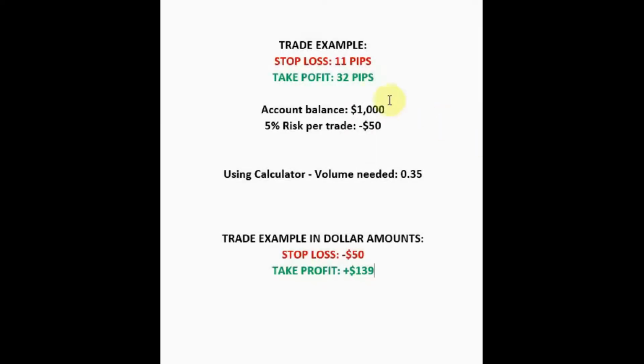In all these examples, we'll use the exact same trade we saw on the chart. The stop loss here is 11 pips and the take profit is 32 pips. In this example, the account balance will be $1,000. We'll take a 5% risk, which will equal negative $50 on every single trade. The calculator, using the one on the platform, shows the volume needs to be 0.35 to make that risk negative $50. In terms of dollar amounts, the loss is negative $50 and the take profit is $139 if the trade goes in your favor. Let's see what it looks like on MT4.